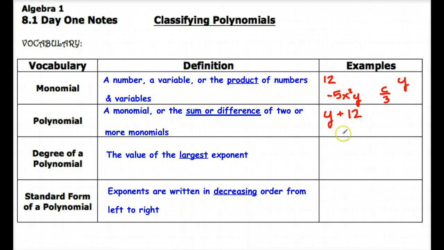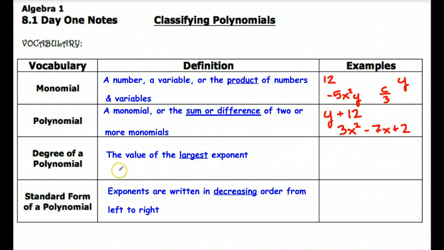Okay, poly means more than one. If you ever talked about polytheism or polygons, okay, that's the prefix for more than one. Mono means one. Okay, so y plus 12 is an example of a polynomial. You could also have one larger than that. Let's say 3x squared minus 7x plus 2. That's another example of a polynomial.